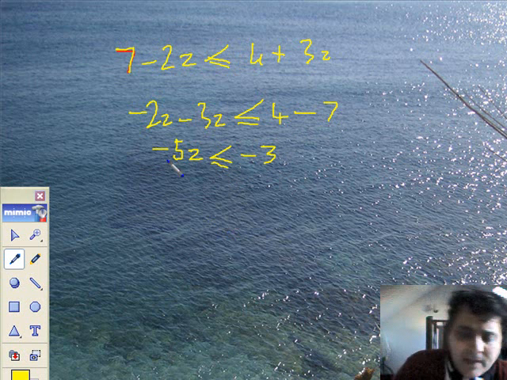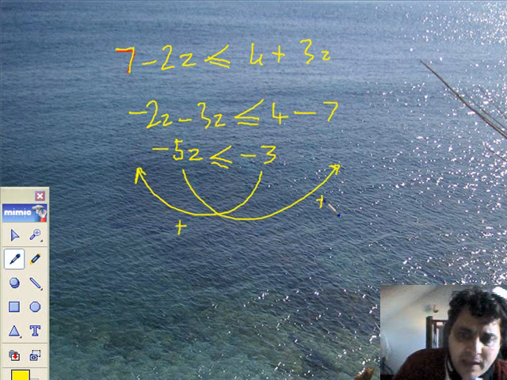Not working very well. Don't divide by negative whatever you do. You come over here and get positive. You get over there and get positive as well. So I've got 3 is less than or equal to 5z. Write it round the other way. 5z has got to be bigger.